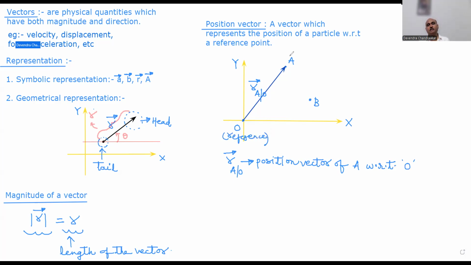O is the reference point and A is the particle of which we want to denote the position. Understood, all of you? So the tail of the vector will be at the reference point, that is O in this case, and the head of the vector will be pointing towards A. I hope this is clear to all of you. Yes or no?